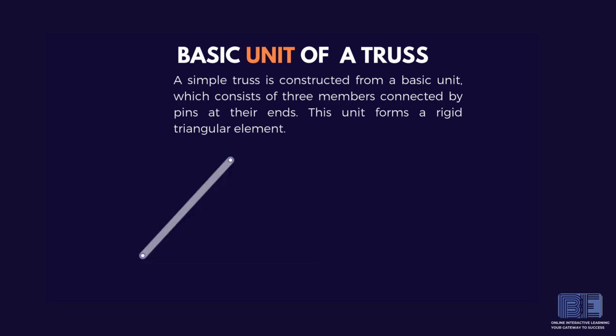A simple truss is constructed from a basic unit, which consists of three members connected by pins at their ends. This unit forms a rigid triangular element. Different configurations of trusses can be created by adding two additional elements to an existing structure. This process can be repeated to construct larger and more complex trusses.